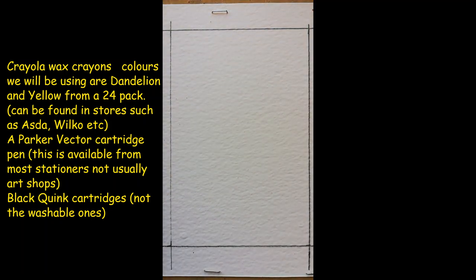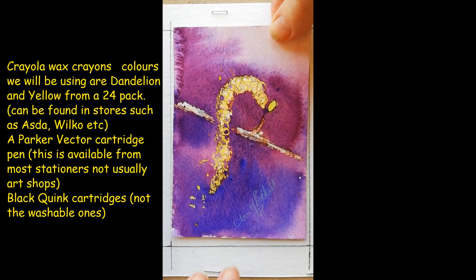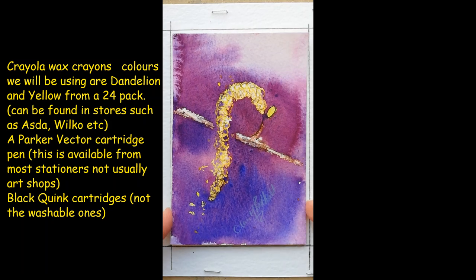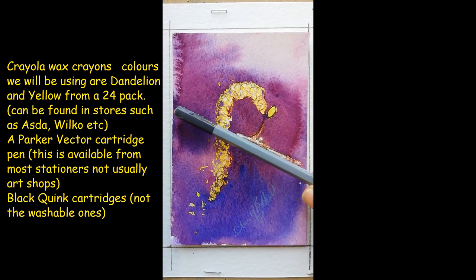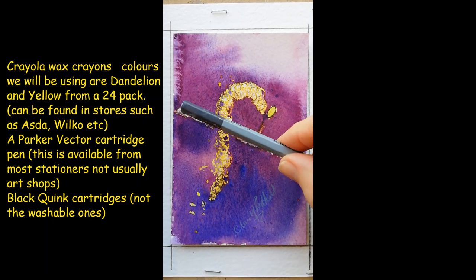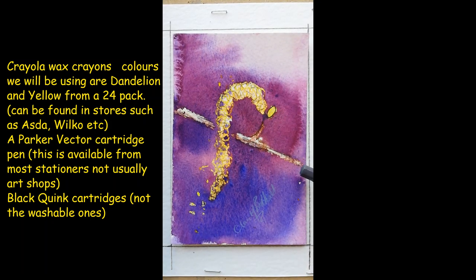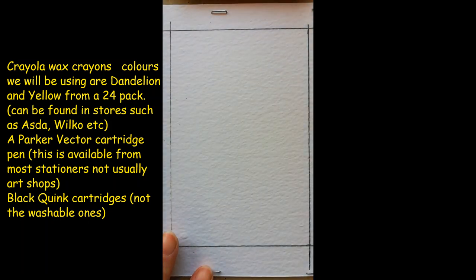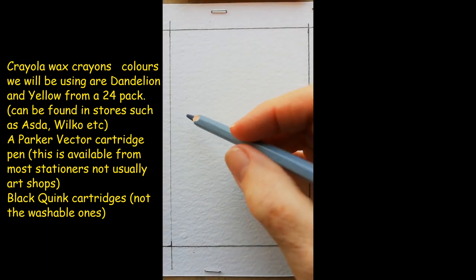So with the composition of this, I quite like putting the branch at a slight angle to give some liveliness to the painting, and I'm just going to start just above halfway and come down to just below halfway. So I'm just going to loosely sketch that in.